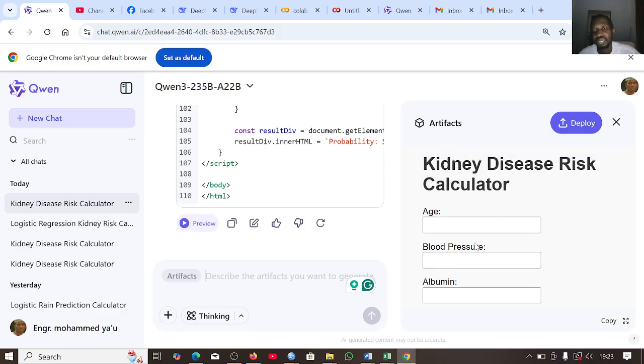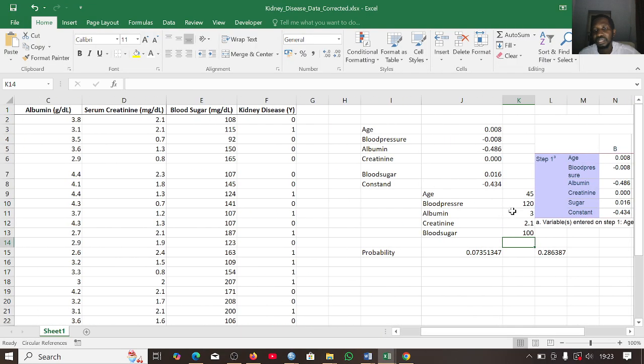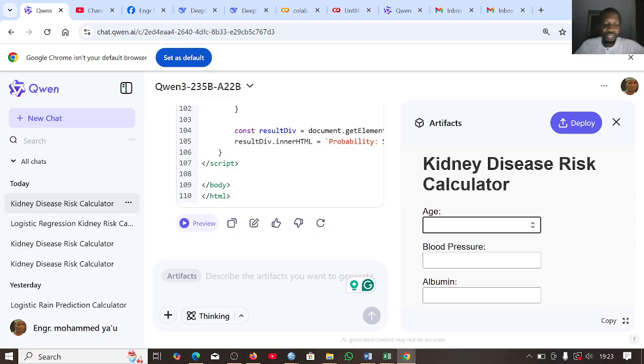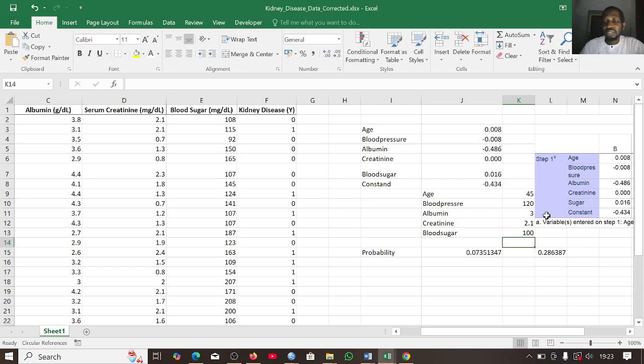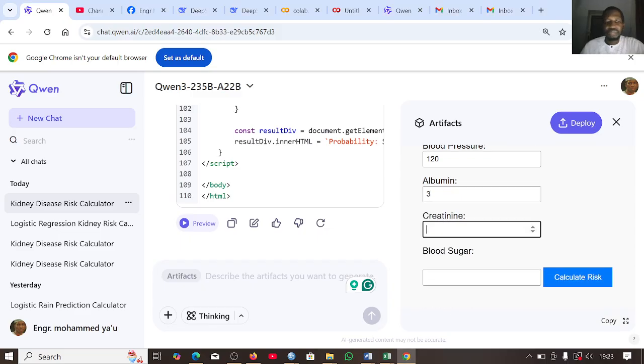So let me just try the values we used in this example, whereby we said let the age be 45 and the blood pressure be 120. Then this one is 3 and the next one is 2.5. This one we set 100. So we say calculate risk. You see it has set the probability at 0.219 and it is low risk.